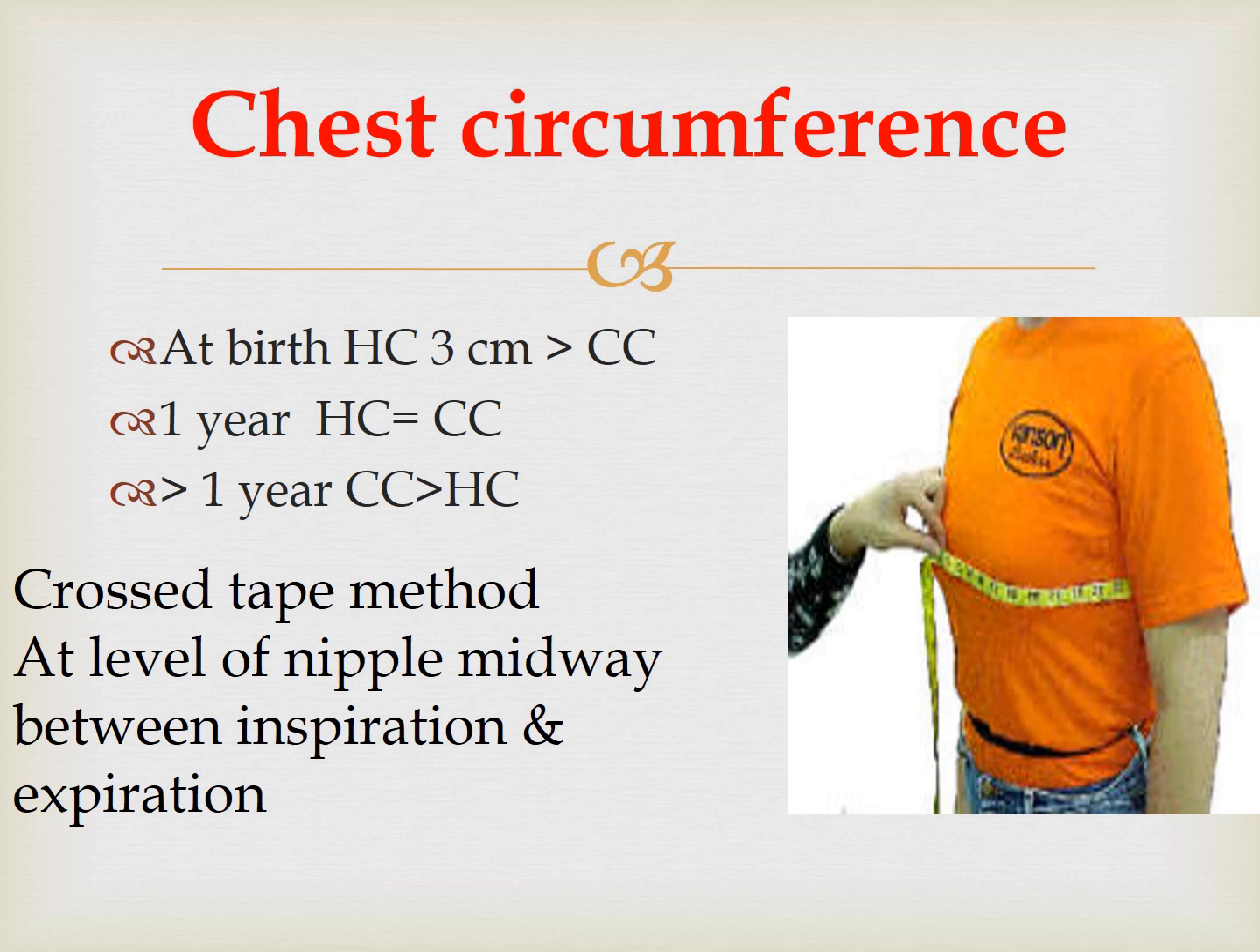Measurement of chest circumference. At birth, head circumference is 3 centimeters more than chest circumference. In the first year of life, head circumference is equal to chest circumference. Then after 1 year, chest circumference becomes more than the head circumference. Again, measurement is done by a non-stretchable tape by the cross-tape method.